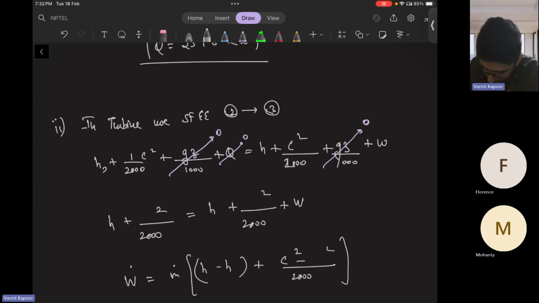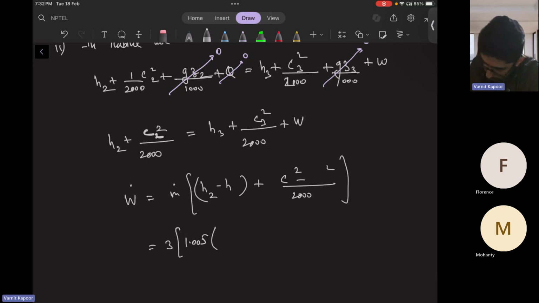Again, H2, C2, GZ2, and H3, C3, GZ3. So it is C2 square minus C3 square, and this is H2 minus H3, C2 square minus C3 square.